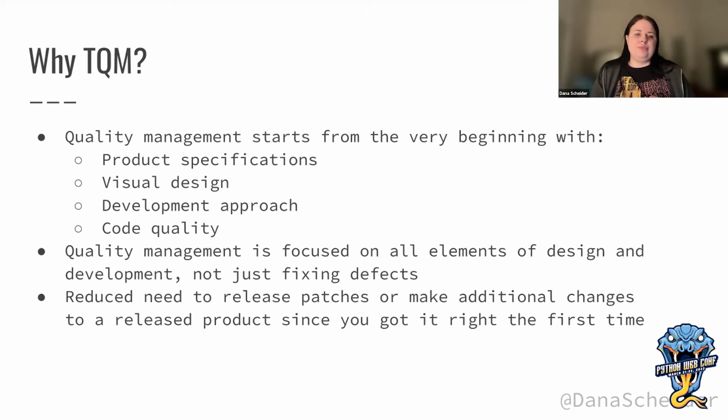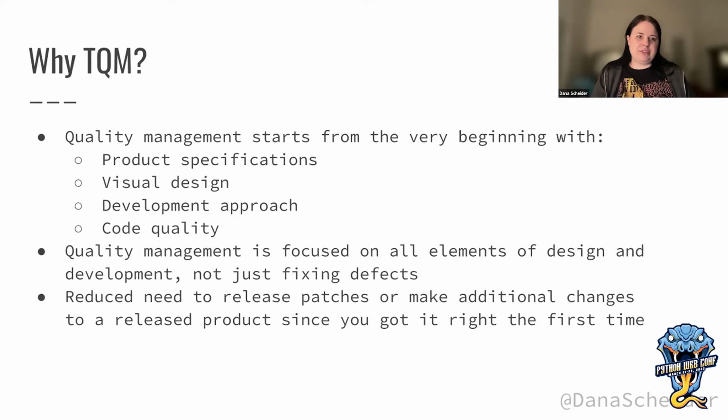So with TQM, quality management starts with product specifications, visual design, development approach, and code quality. There's that again. Quality management is focused on all elements of design and development and not just fixing defects. That's the biggest thing I want to emphasize, because defects turn out to be only a small part of quality.